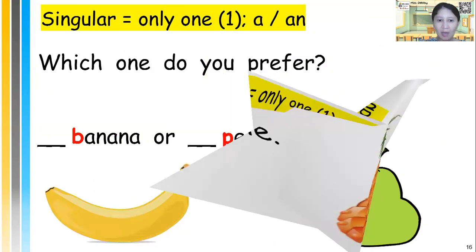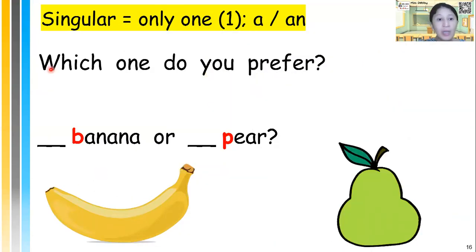Next. Wow, how about this? Which one do you prefer? Banana, a or an? Yay, a. Good job. A banana, because banana begins with letter B, right? Or a or an pear? A pear, that's right, because pear begins with letter P, right? So it's also a consonant, so we use a. Good job. Excellent. Next.